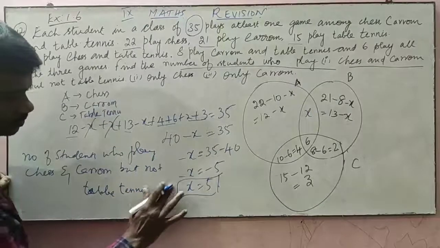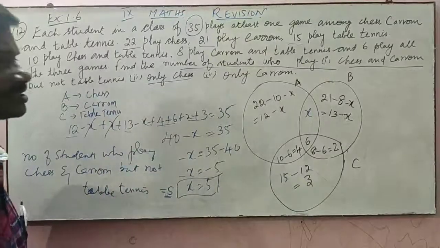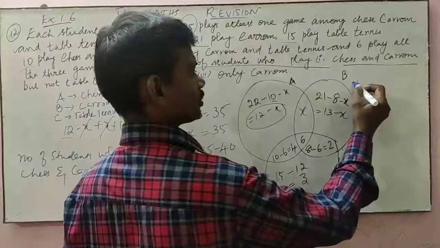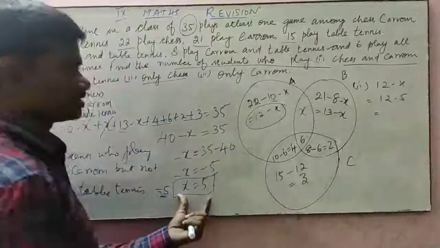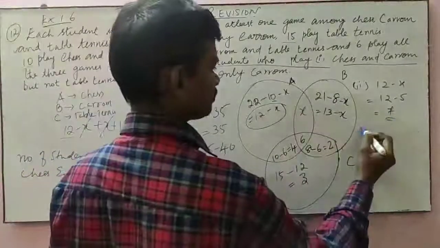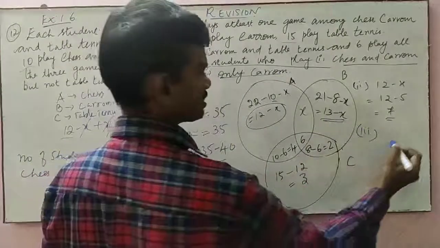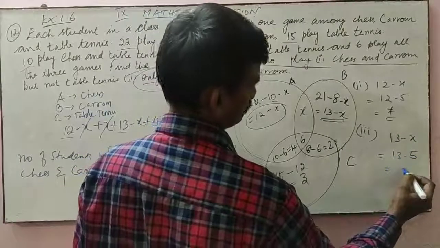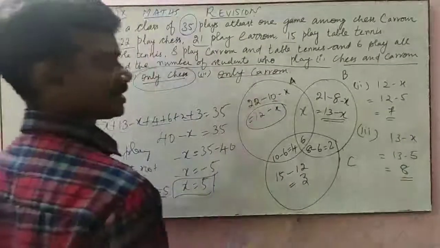Then we have to find the students who play only chess. Who play only chess is 12 minus x, which gives 12 minus 5, since the value of x is 5. So 12 minus 5 gives 7. So the number of students who play only chess is 7. And the third one, the number of students who play only carom, that is 13 minus x, which is 13 minus 5, giving 8. So the number of students who play only carom is 8.